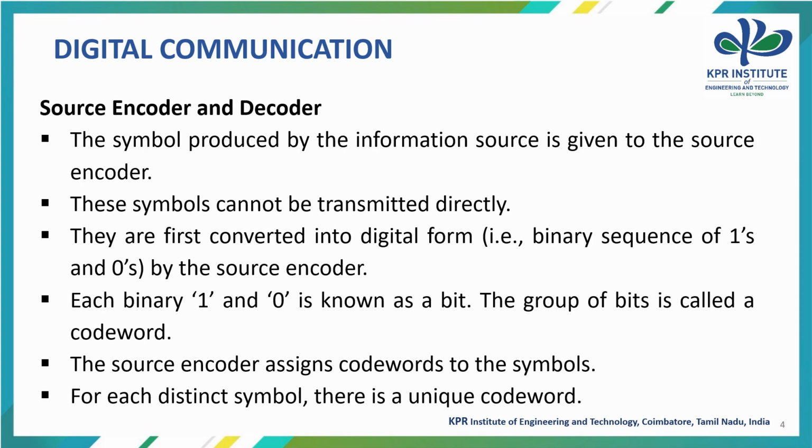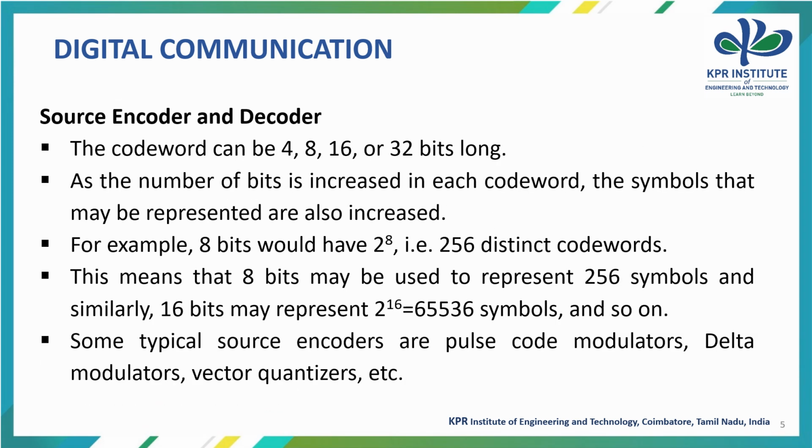Let's move on to the source encoder and decoder block. The symbols which are produced from the information source are given to the source encoder. These symbols cannot be transmitted directly. Therefore, they are first converted into digital form, for example a binary sequence of ones and zeros, by the source encoder. Each binary 1 and 0 is known as a bit. A group of bits is called a code word. The source encoder assigns code words to the symbols. For each distinct symbol, there is a unique code word. The code word length can be 4, 8, 16, or 32 bits long.